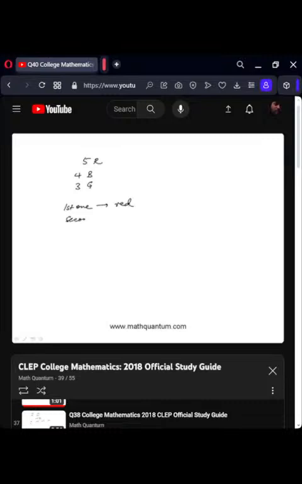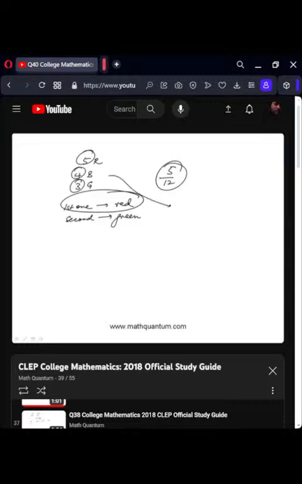So the probability that the first one is red, we have 5 out of a total of 12, so that's 5/12. And then once I've taken out a red, now I have 4 red, 4 blue, and 3 greens. Question: what's the probability that the second one is green? So that would be 3 out of 11.